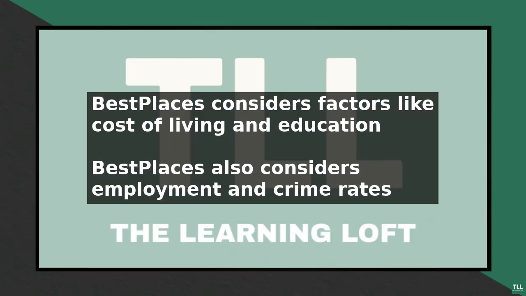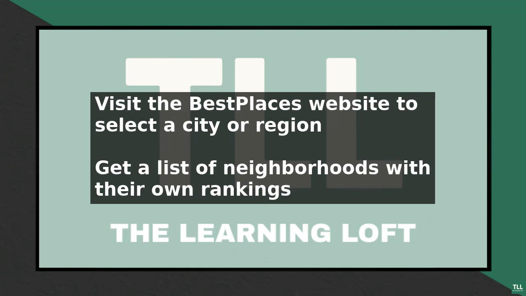First, visit the Best Places website and select the city or region you are interested in. You will be presented with a list of neighborhoods, each with its own ranking. Next, identify the specific criteria that are most important to you, such as schools or safety.